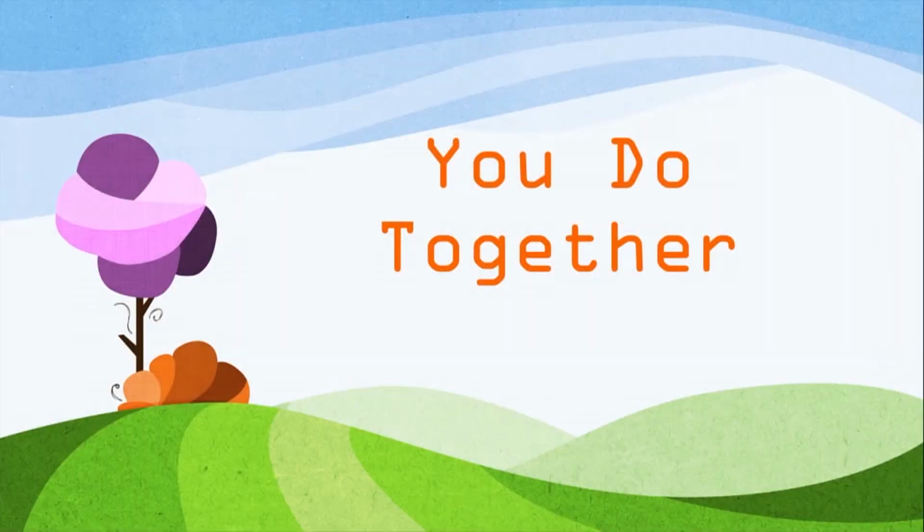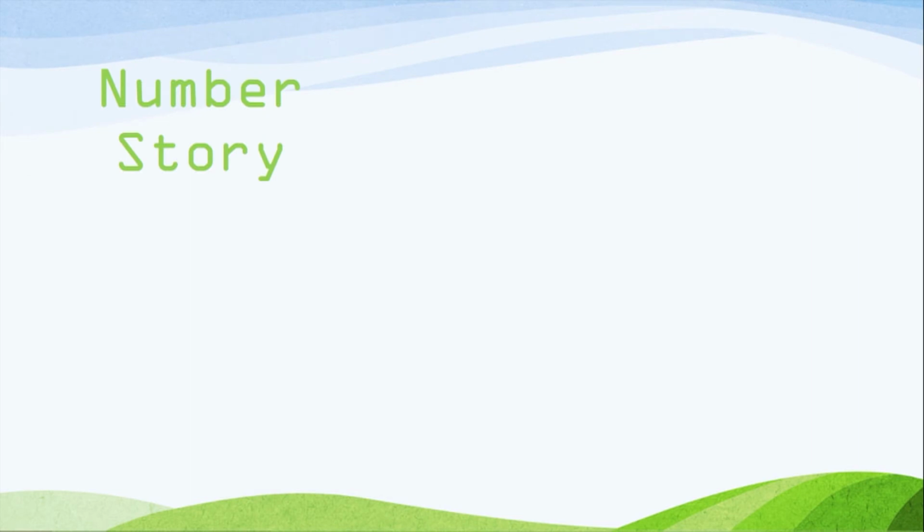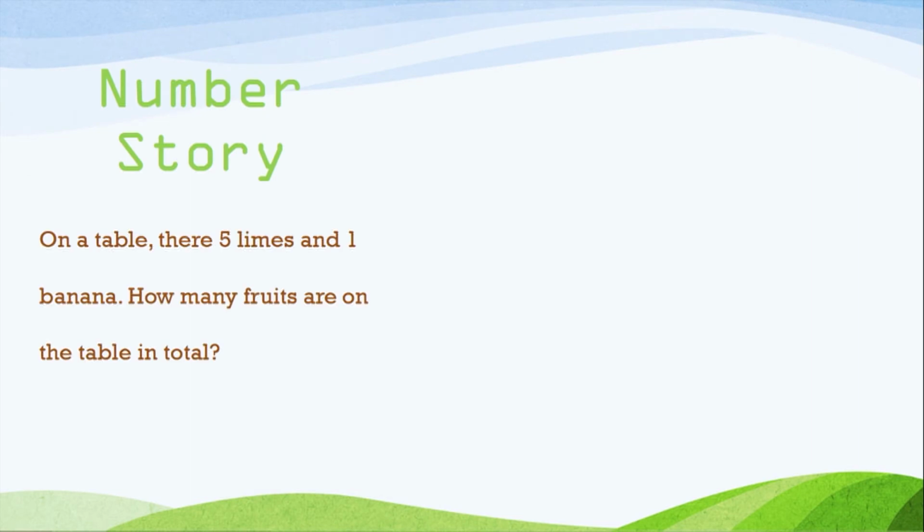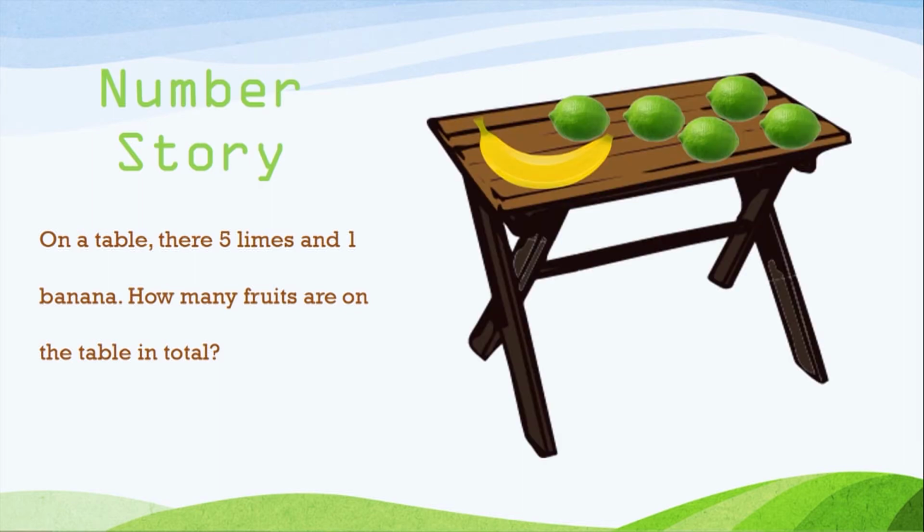Now, my buddy Charlie is here with me, and he is ready to help with the 10 frame. And you have your buddy at home with you. So let's get ready with our next number story. On a table, there are 5 limes and 1 banana. How many fruits are there on the table in total? There's my table, and on it are my limes and banana.